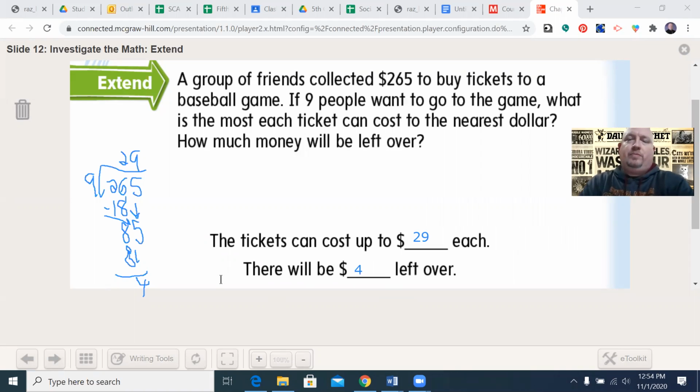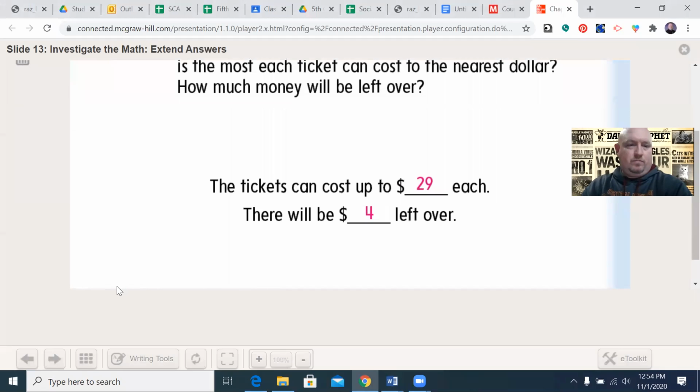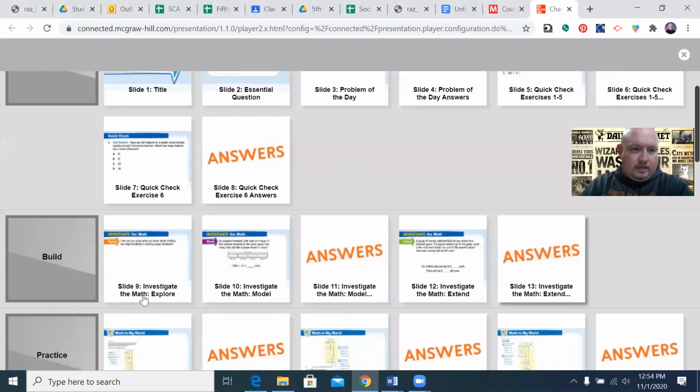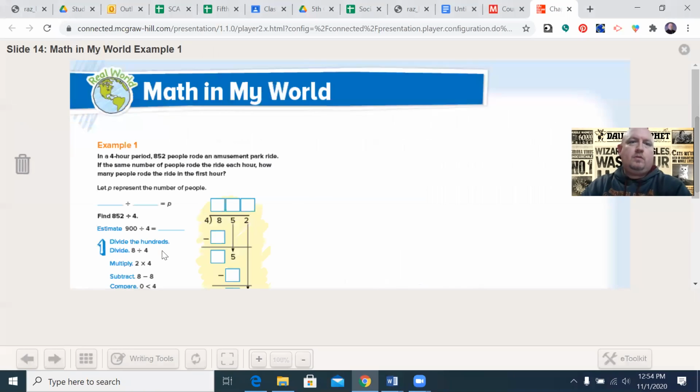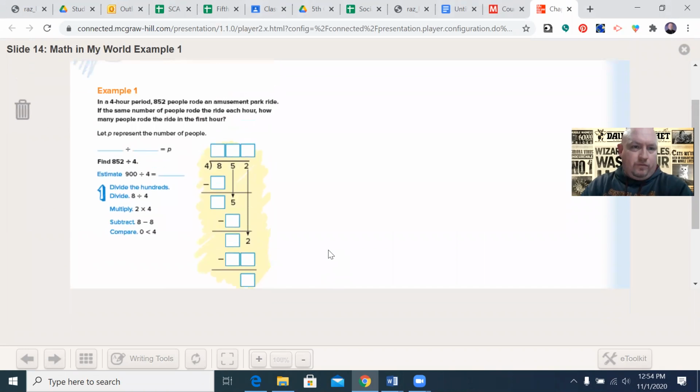Go ahead and write it in if you are following along at home. This is not yet in your book, and that's okay. So let's clear the drawings. And we check. We did good. All right, so let's go ahead into the lesson. Math in My World, example basic. In a 4-hour period, 852 people rode an amusement park ride. If the same number of people rode the ride each hour, how many people rode the ride in the first hour? So we're dividing 852. Get my annotation tool here.